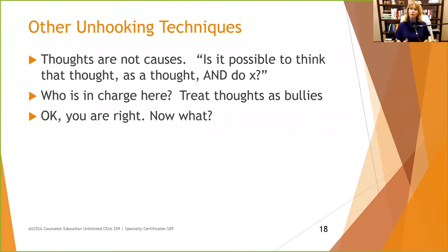Treat thoughts, especially the unhelpful, unpleasant ones, as bullies that are telling you you need to do this, which, in the back of their mind, they know is self-destructive or getting them away from their goals. Treat them as bullies. The other unhooking technique is to say, you know what, brain, you're right. This situation really stinks. Okay, now what? If you quit arguing with it and just accept that it is what it is, now what? You're moving forward. That's where you want to go.